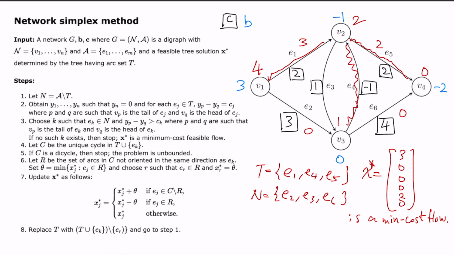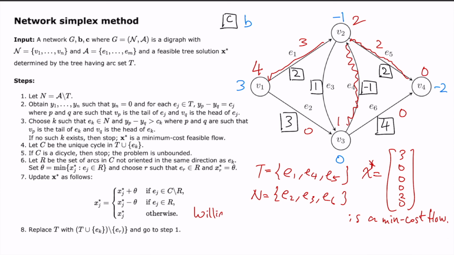There's still a question to be answered. Does this method terminate? It is conceivable that after a number of iterations, we come back to the same set T. And that phenomenon is called cycling. We know that cycling can occur in the simplex method. But is it possible for cycling to occur in the network simplex method? And the answer is yes.